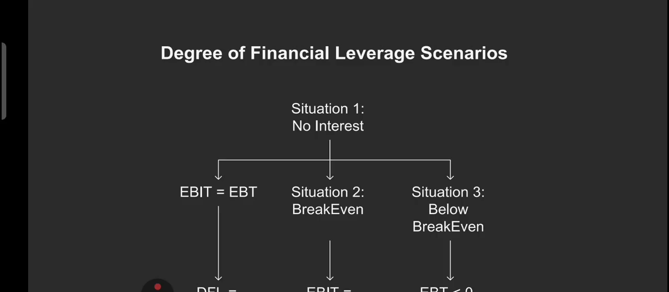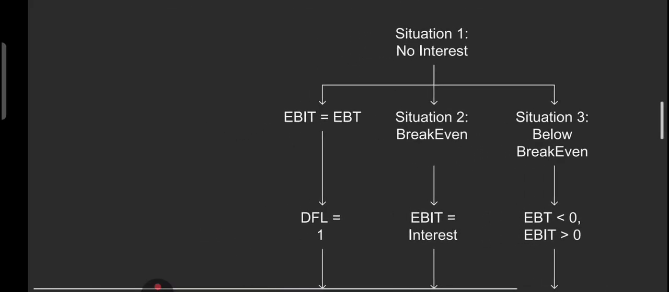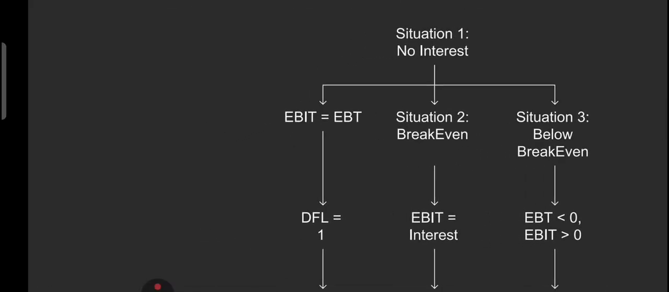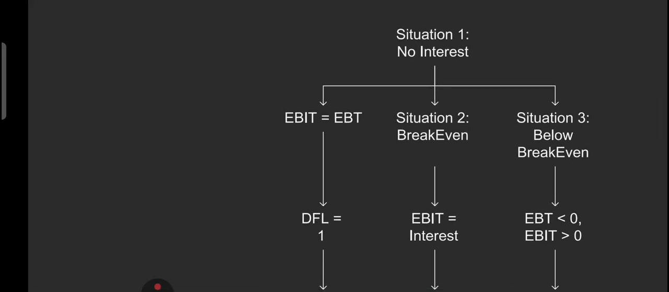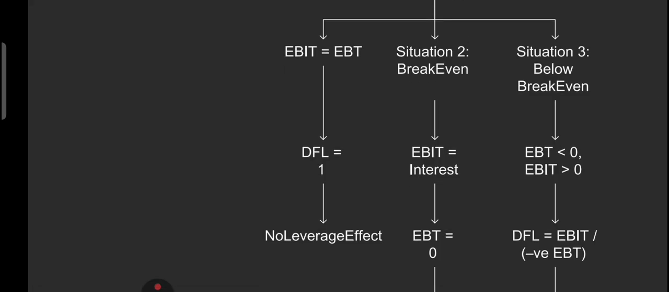What is the meaning of degree of financial leverage? Let's understand. So friends, basically there are three scenarios here. The first scenario on the left hand side is when there is no interest. So when no interest, what will happen? EBIT is equal to EBT, because no interest is there, no debt part is there. No interest means you have not taken any debt, hence no interest to pay. In that case, DFL will be equal to 1. This means there is no leverage effect.